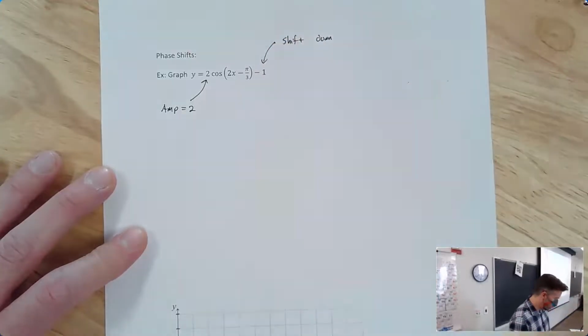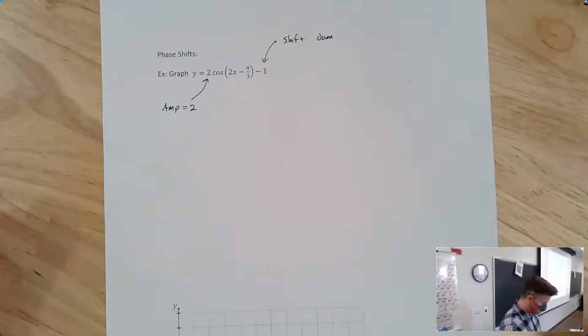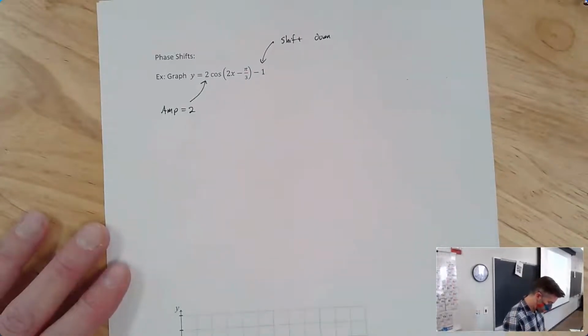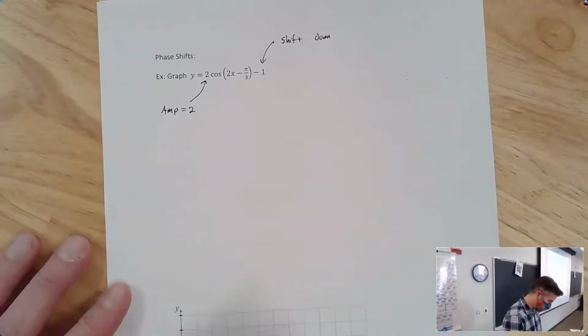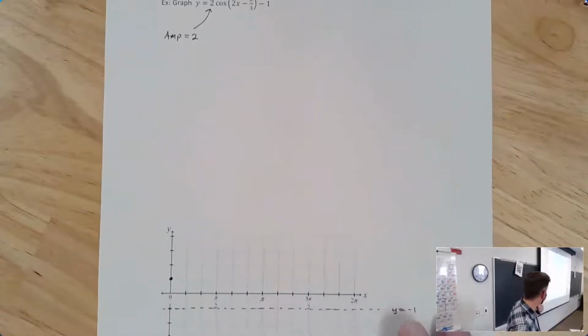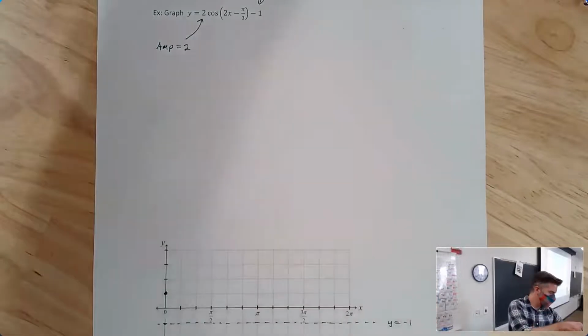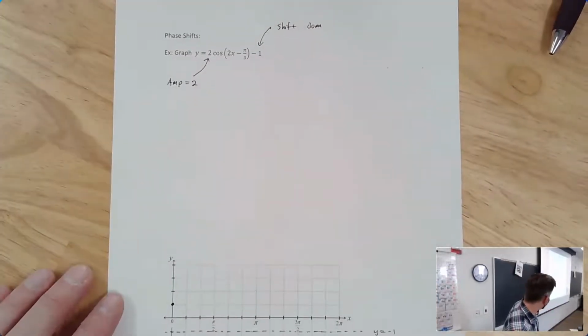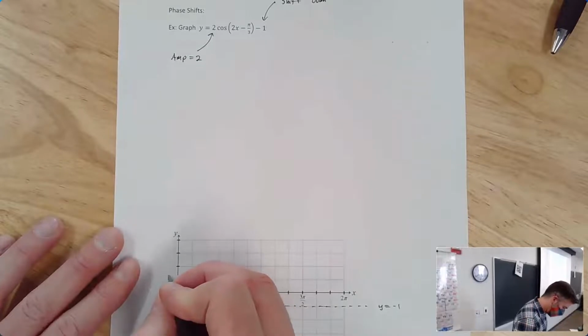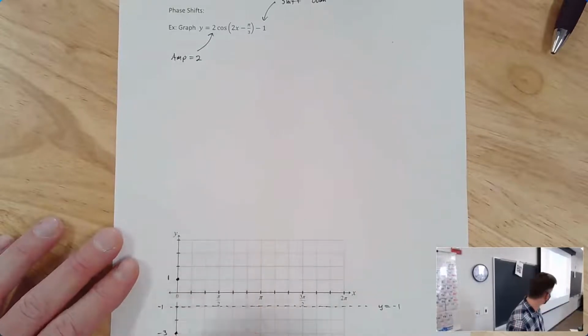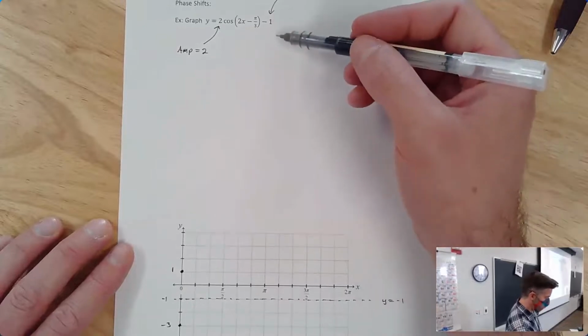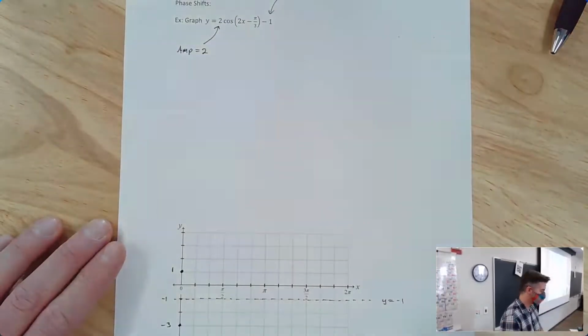And when I do a shift down 1, I really do like to draw a new middle line. So instead of having my middle line being at 0, I'm going to draw a new middle at -1. I also know I'm going to be going 2 above that and 2 below. So my important y values here are going to be 1, -1, and -3, because I'm shifting down 1 and my amplitude is 2 above that and 2 below that.